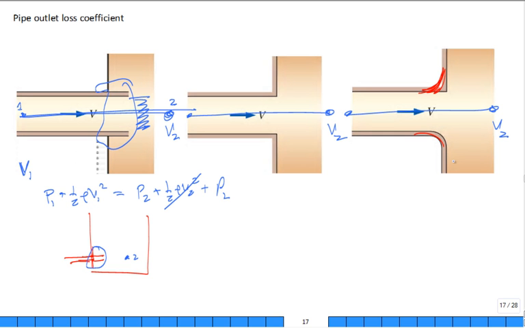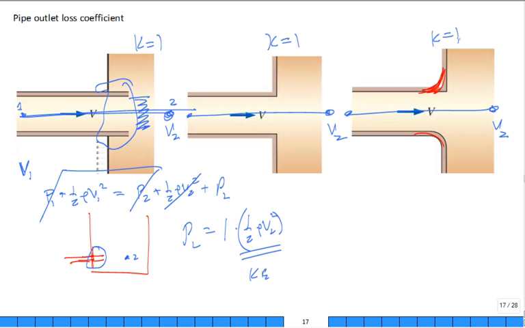And so the loss coefficient in all of these is equal to, if I cancel, the pressure loss is just 1 times 1/2 rho V squared. All of your kinetic energy is just lost. That's all. So the loss coefficient is 1, 1, 1. The outlet into a tank doesn't matter. It's the inlet to the tank that matters.